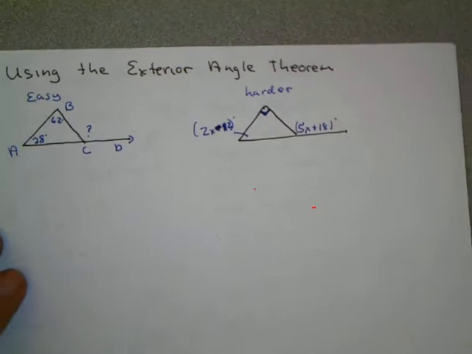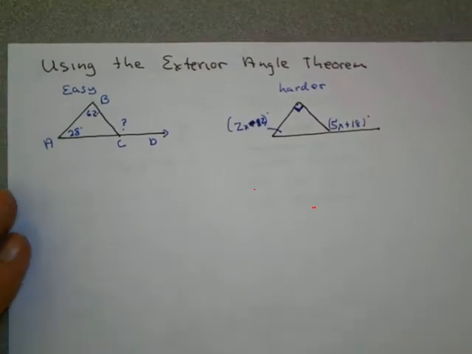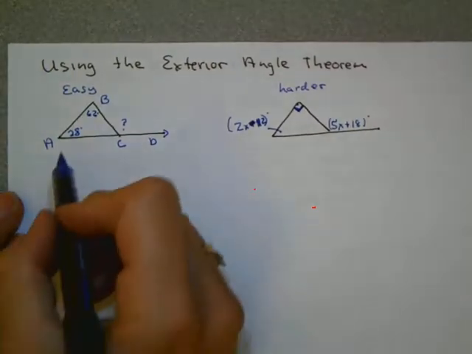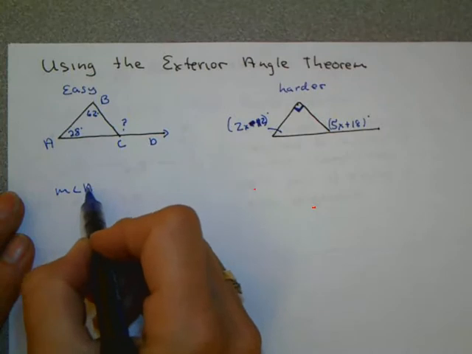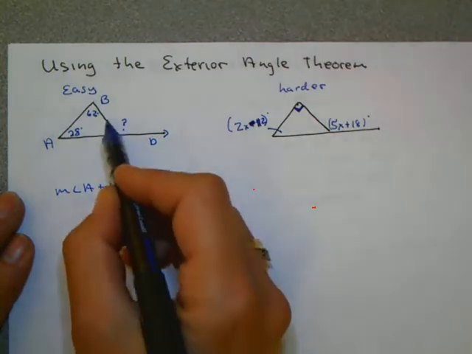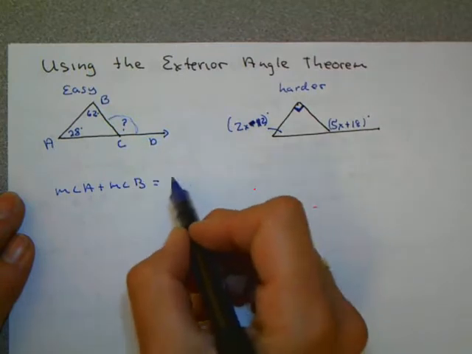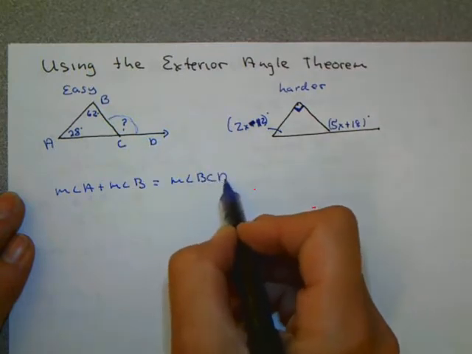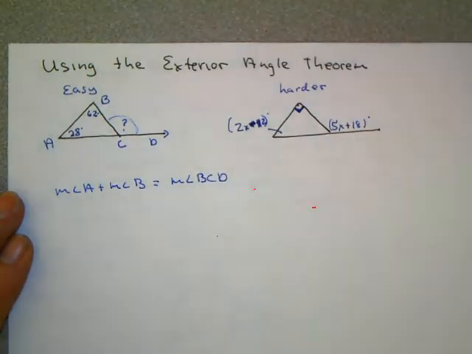Okay. Using the exterior angle theorem. Here's a nice easy spot. I know that the measure of angle A plus the measure of angle B has to equal this exterior angle out here, the measure of angle BCD. Well, you might get something like this. We've got some numbers, so I'll just substitute in my numbers.